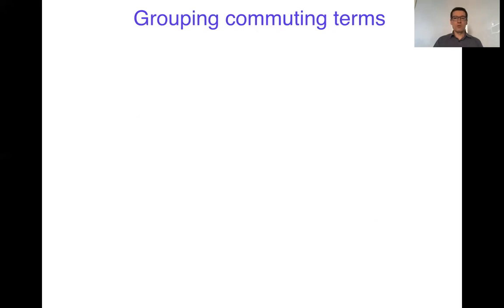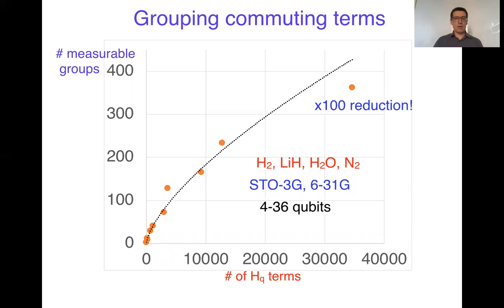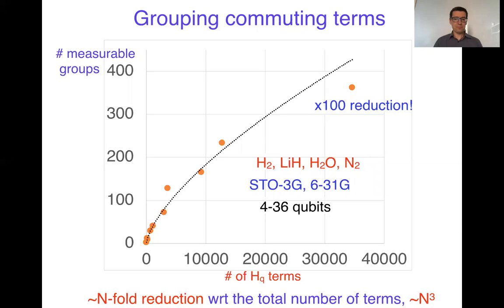All right, so let's see how this commuting terms grouping works. Is it any better than qubit-wise commuting? And indeed, it is much better, because for, say, a similar set of systems, up to 36 qubits, if we are talking about, say, a 40,000 term Hamiltonian, then the number of groups that you can measure separately is less than 400. So it's a 100 times reduction of the number of separate measurements you need to make if you group all the commuting terms with this algorithm. And generally, it's an n-fold reduction with respect to the total number of terms. So if the total number of terms generally grows as n to the fourth, then the number of commuting groups grows as n cubed. And so that's a lower growth.